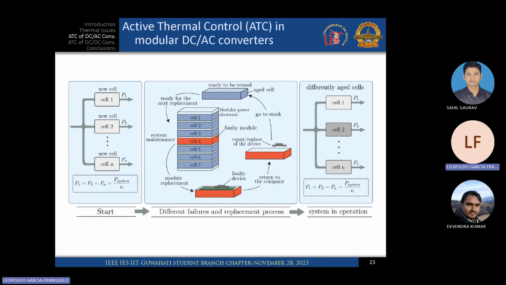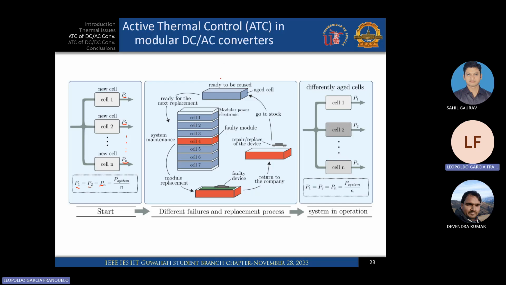Imagine a converter is formed by n cells, and each of the cells will contribute to the total power equally. So we have an equal share, that is the total power of the system divided by the number of cells, will be the power that we assign to each of them. So all this power, P1, P2, and so on to Pn, is the same. That is perfect. When you design a new converter, it will be perfect to work on it.